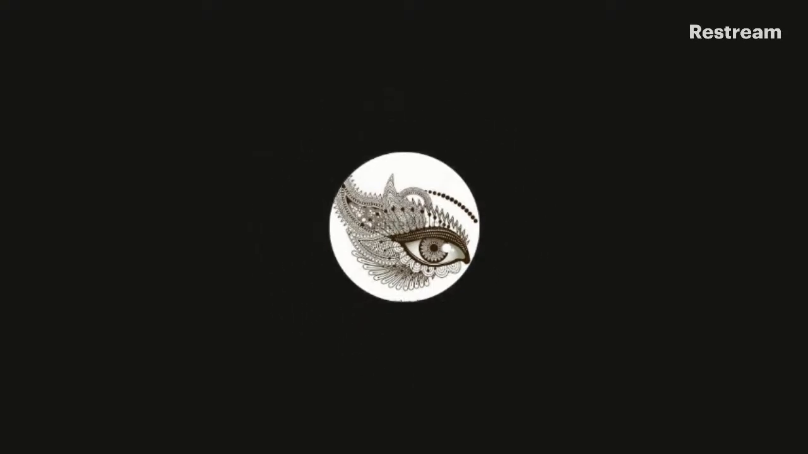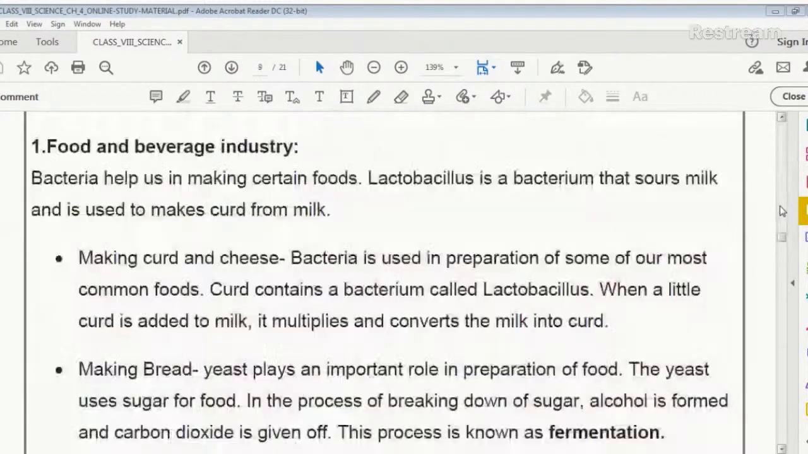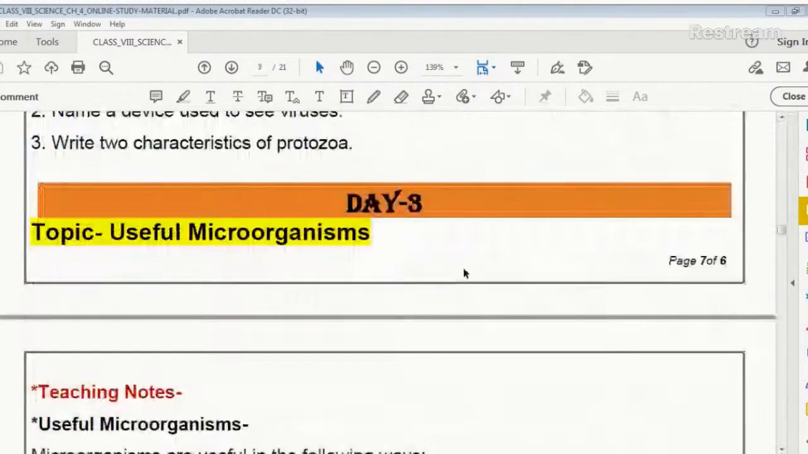Okay, just a second, let me share the screen. I hope you can see the screen here, right? We have done again. I will show you here this part from day 3. I'm going to show you day 3.